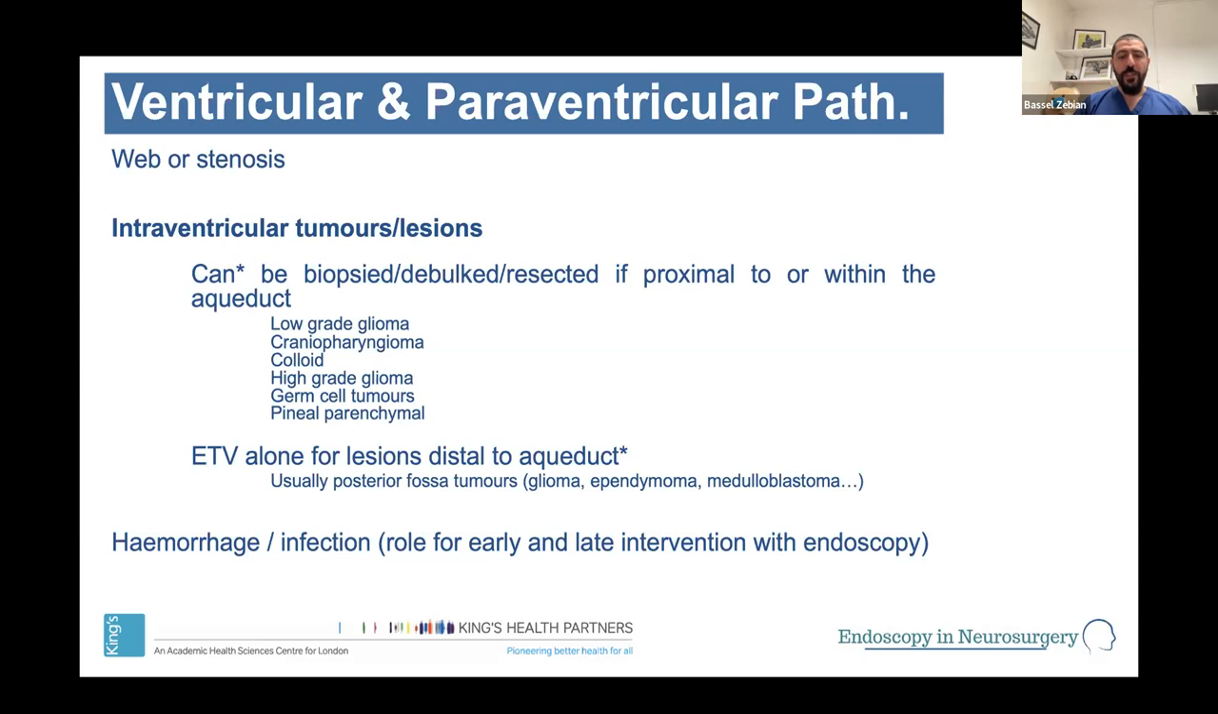ETV alone for lesions distal to the aqueduct. So this is exactly what Professor Schroeder was saying earlier in terms of the fourth ventricular tumors. Are we really going to go in and try and take these out endoscopically? Well, is there any relevance? Is there any benefit? And at the moment, I cannot really see a justification for that. Occasionally, you have tumors that wrap around the whole brainstem, come out to the floor of the third, and might come out through the aqueduct. You might be able to get a biopsy.